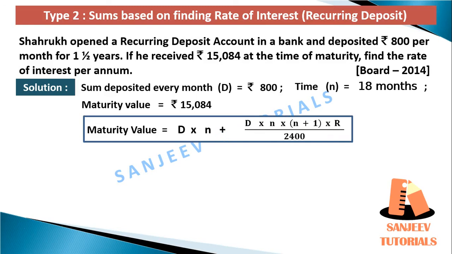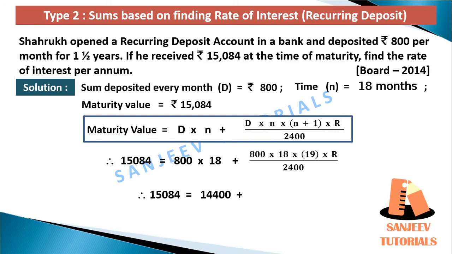On substituting the respective values, I get this step. Maturity value 15,084, D is 800, N number of months 18, and we are supposed to calculate R. 800 into 18, that is 14,400, and the interest part on simplification gives me 114R.